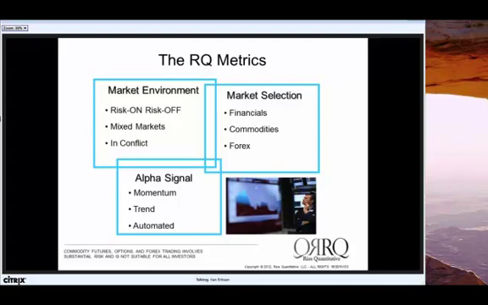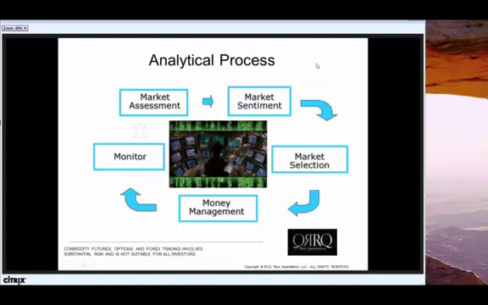we go over to the alpha signal, momentum being the RQ channel, trend being Gnostic, automated being Einstein. You folks are all familiar with all of this. And then this is the analytical process. This is a snapshot of what the process looks like.